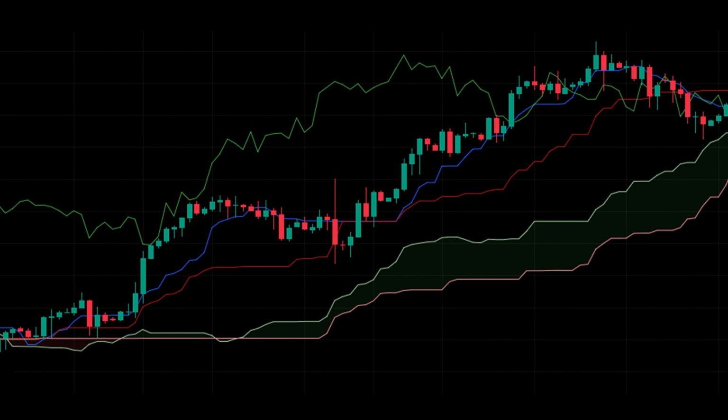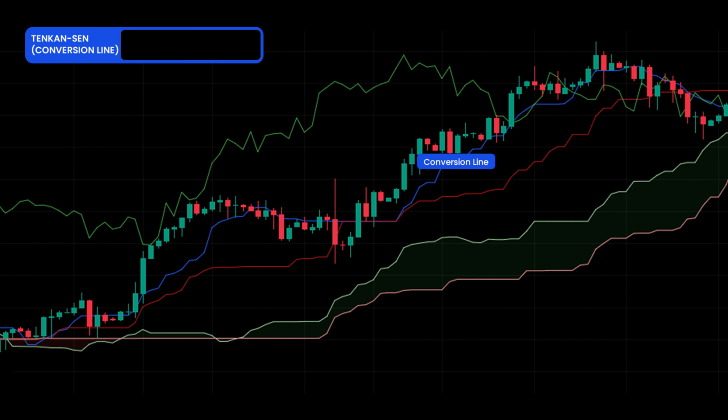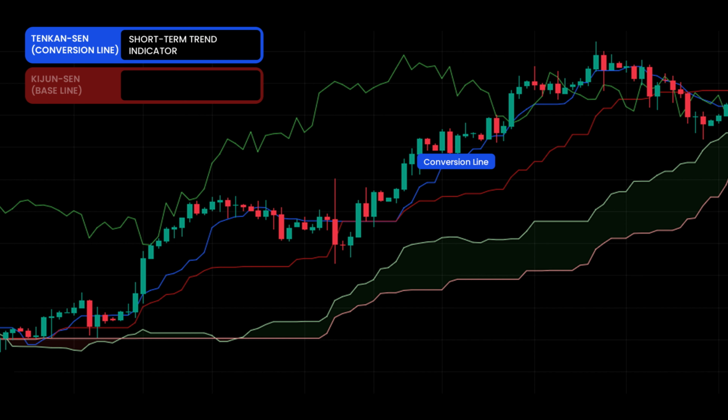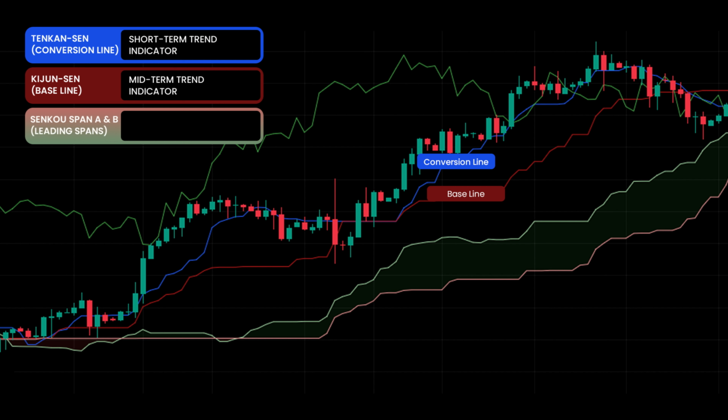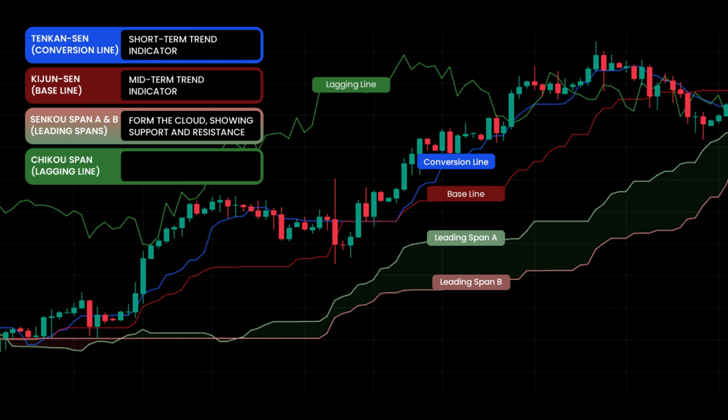It consists of 5 key components: Tenkan-Sen, the conversion line, a short-term trend indicator; Kijun-Sen, the baseline, a mid-term trend indicator; Senkou Span A and B, the leading spans, form the cloud, showing support and resistance; Chikou Span, the lagging line, plots the current price behind to confirm trends.